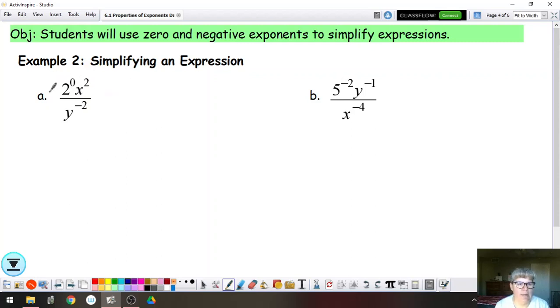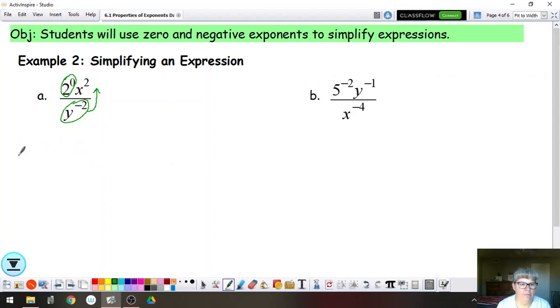So let's take a look at A. We have a couple of pieces that we really need to consider. We have this 2 to the 0 that we need to look at. X squared has a positive exponent, so we don't need to do anything with that. And we have this y to the negative 2 that we need to consider. Now this y to the negative 2 is in the denominator. So in order to make it a positive, that is going to move to the numerator. And I'll explain why here.